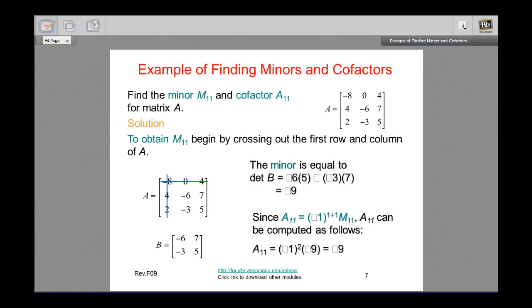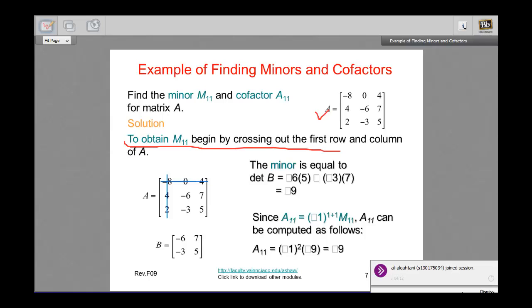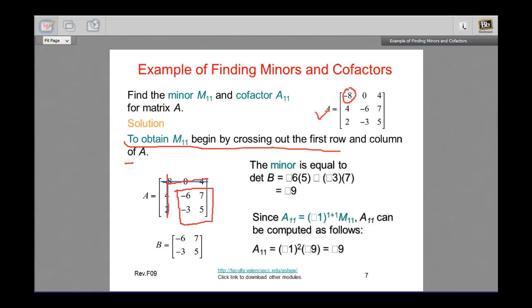So, an example of finding the minors and cofactors. The question is, given A is equal to a 3 by 3 matrix, you have to find the minors as well as the cofactors. So let's start with M11. To obtain M11, begin by crossing out the first row and first column. First of all, we take this element minus 8. Whenever we take an element, we cross out the whole row and the whole column, and the rest of the matrix is called the minor of this element minus 8.